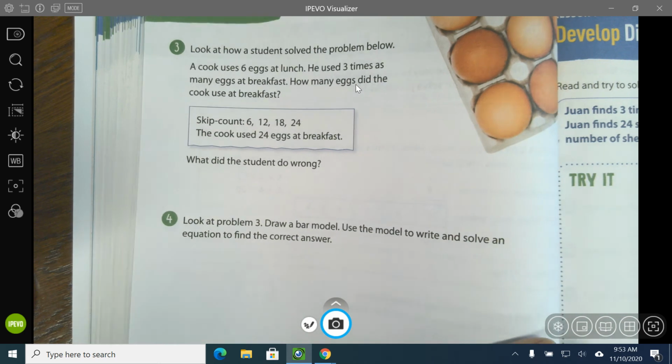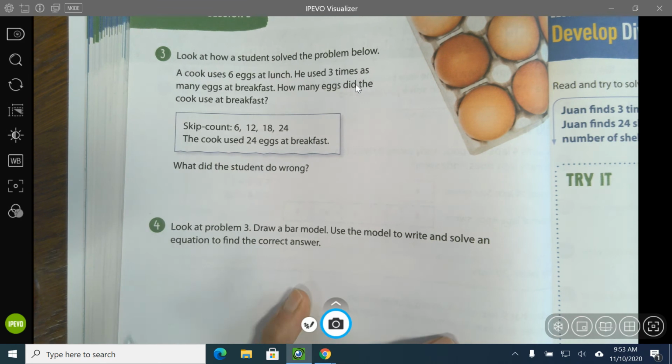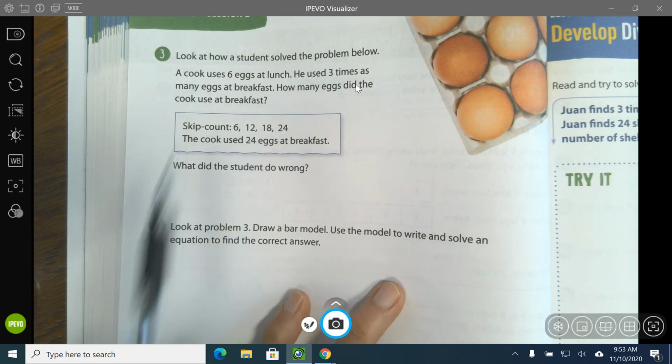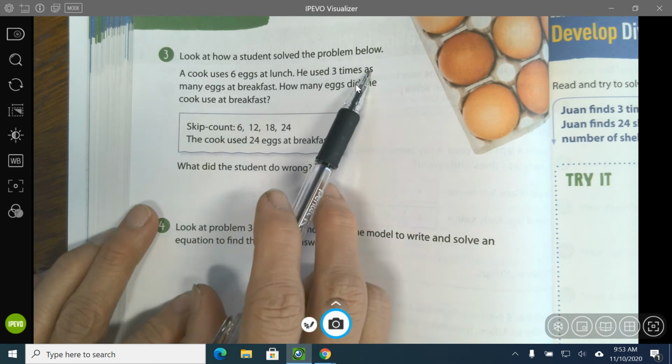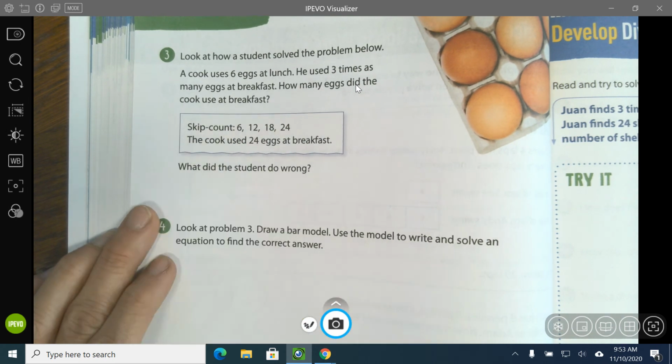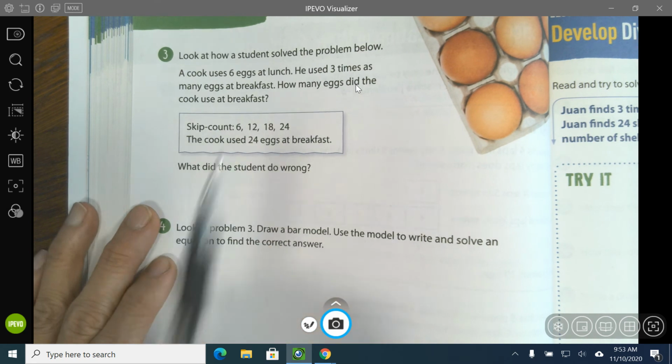Okay, here we are on the iReady book, page 130, number 3. Look at how a student solved the problem below. A cook uses 6 eggs at lunch. He used 3 times as many eggs as at breakfast. How many eggs did the cook use at breakfast?